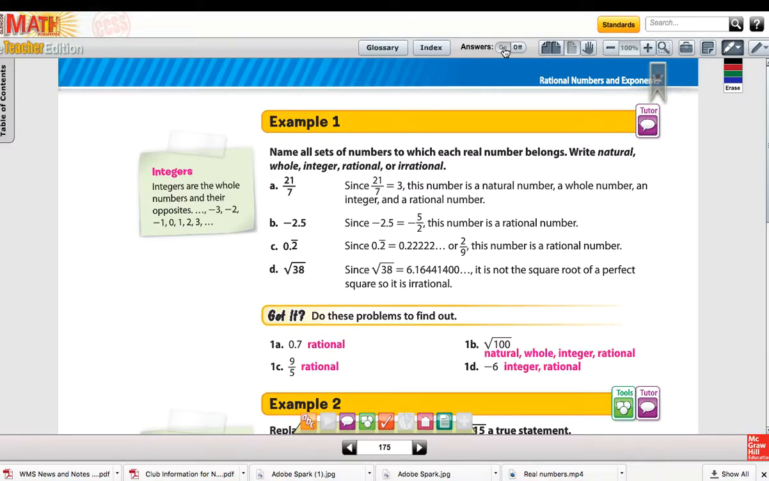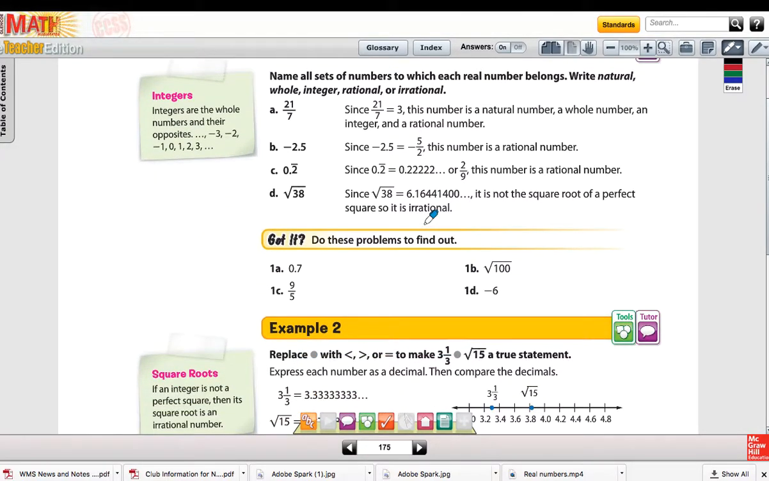For 1A, it is rational, and you could say rational and real. For 1B, the square root of 100 is 10. So 10 is natural, 10 is whole, 10 is also an integer, 10 is also rational and real. 9/5 is a rational number. It's written as a ratio of two numbers, and that can also be written as 1.8, 1 and 4/5. Those are all different ways you can write that. 180% is another way you could write that. And then 1D, -6 is an integer and a rational number as well as real.